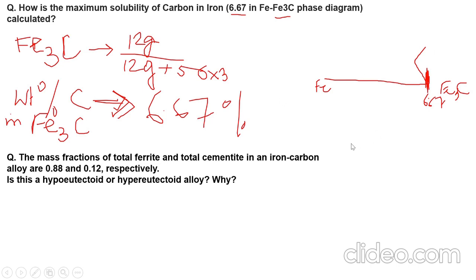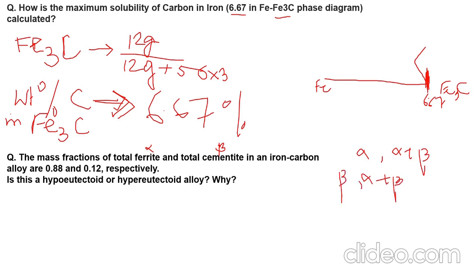When you are talking about total cementite and total ferrite, these are nothing but your alpha and beta phases, right? This is not about cementite alone, because you are still going to have alpha and beta. In your hypoeutectoid alloy, you have alpha and a eutectoid mixture of alpha plus beta, while in your hypereutectoid, you have alpha plus beta and beta, which is cementite.